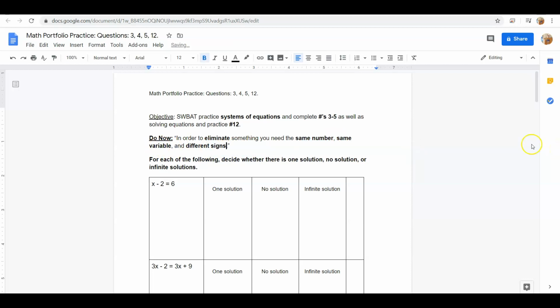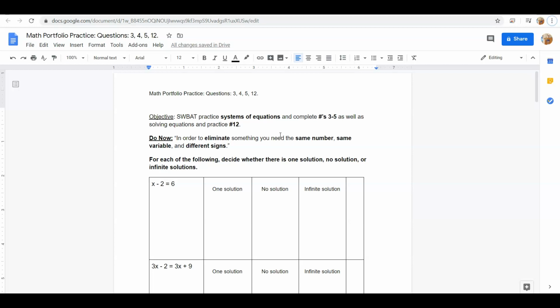What do I mean by different signs? Well, something could either be negative or something could be positive. So they need to have the same number, same variable, and different signs when you want to eliminate. Now, you might be asking, what are we eliminating? I will show you. First, we need to work on a few examples.